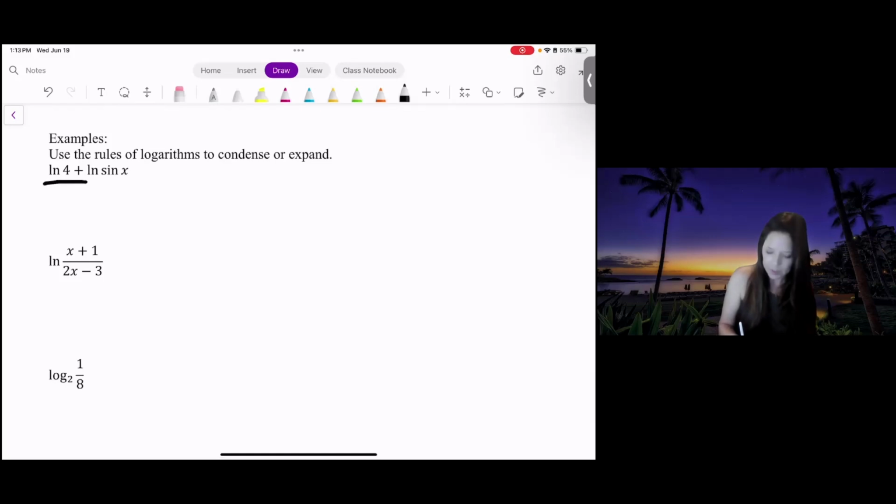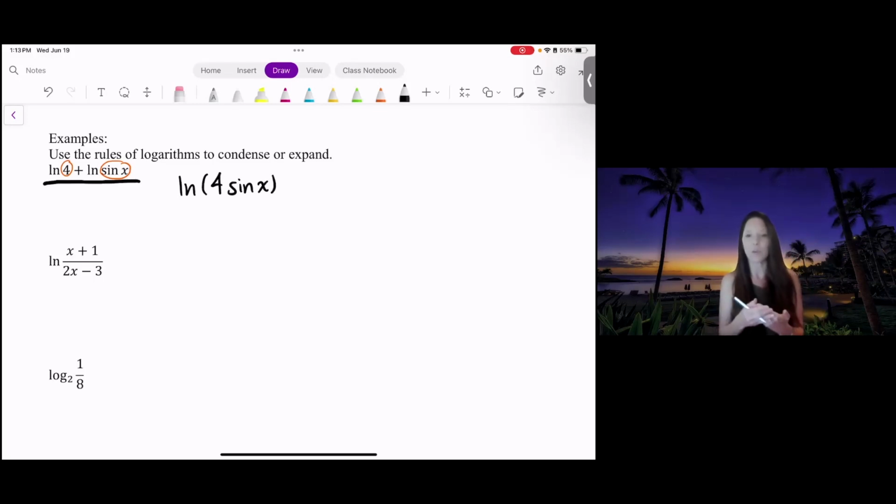Notice that I have a plus sign here, so I'm going to go ahead and condense this, and then the next two I'm going to expand. So I have a plus sign, and a plus sign to me is a product rule. A plus sign is going to turn into multiplication, and it is multiplication of the two components that the logarithm is being taken of. So natural log of 4, natural log of sine of x. I can rewrite that with one natural log, and then I multiply 4 times sine of x. So I'm going to write that as 4 sine of x. That's the condensing of those two expressions together.